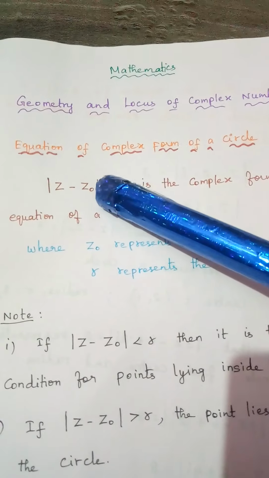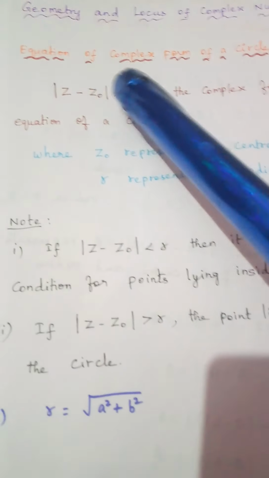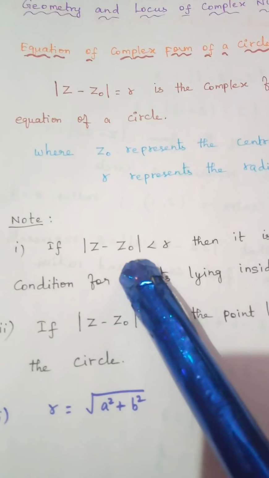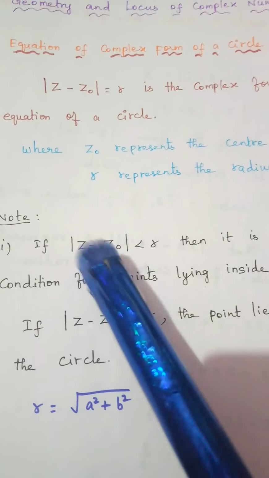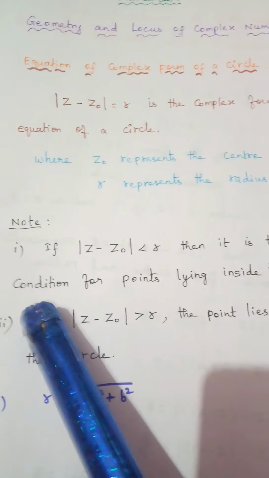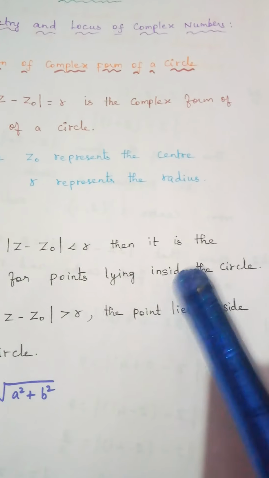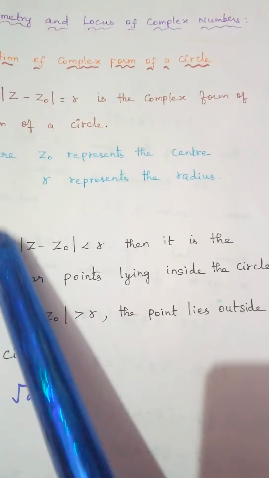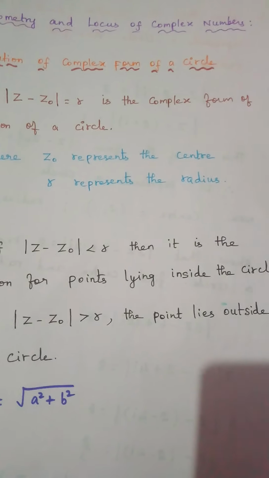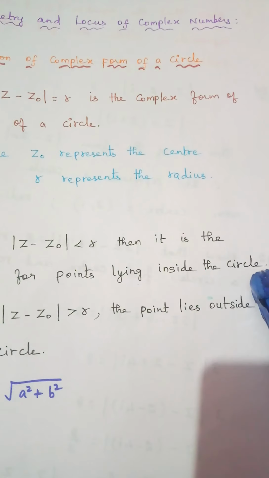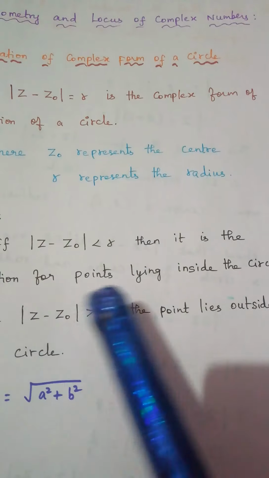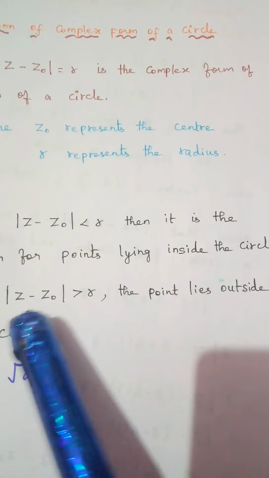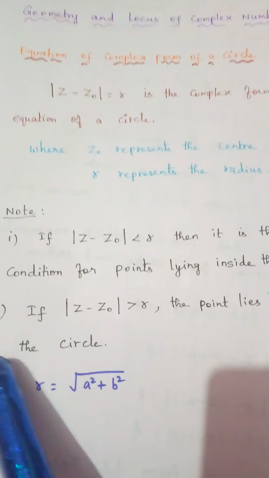Okay, now we will see two conditions. If this value, that is mod z minus z naught, is less than r, where r is the radius, then it represents the condition for points lying inside the circle. If this condition is satisfied, I can say the taken point lies inside the circle. Similarly, if this value exceeds the radius, then the point that we have taken lies outside the circle.